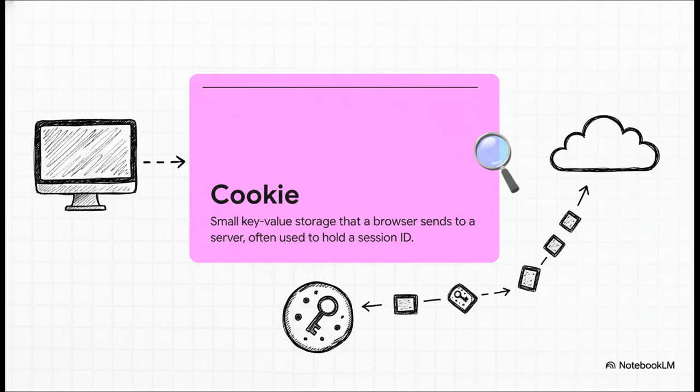So where is this digital keycard actually stored? Well, it's kept in a tiny little text file on your computer called a cookie. Every time your browser talks to that website, it just flashes the cookie, your session ID, to prove you've already been authenticated. The cookie is literally the thing carrying your temporary key.